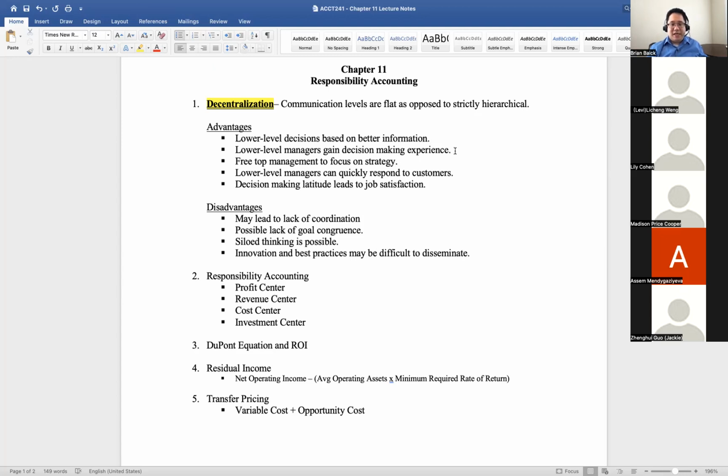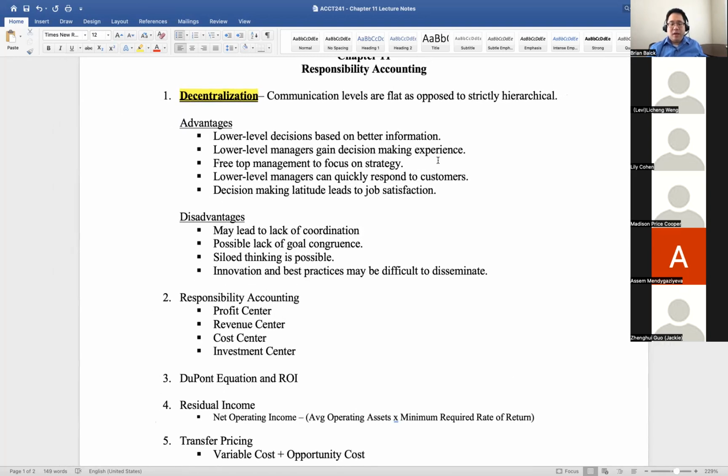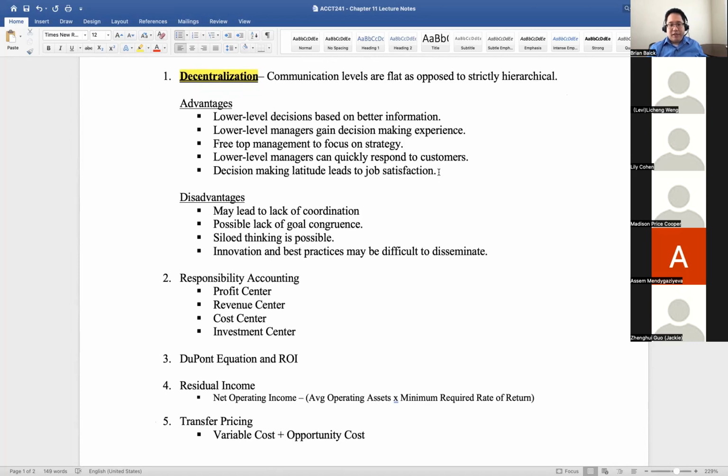Another benefit of decentralization is the fact that you allow people to make decisions on their own, so they gain experience, right? If somebody at a lower level of an organization is always told what to do, then they typically tend not to think in terms of what the best option is going to be. They just do whatever they're told. Right? If you allow lower level managers to make decisions, you're essentially delegating authority, and that allows top management to focus more on bigger picture things like strategy.